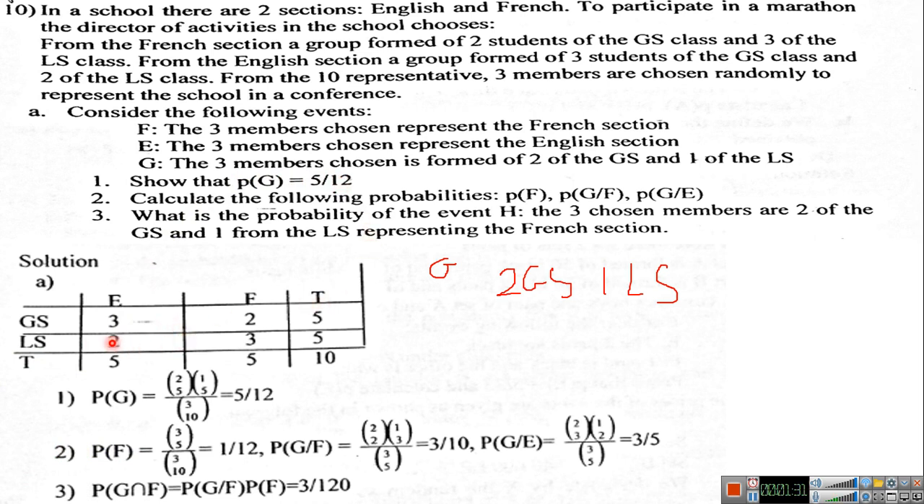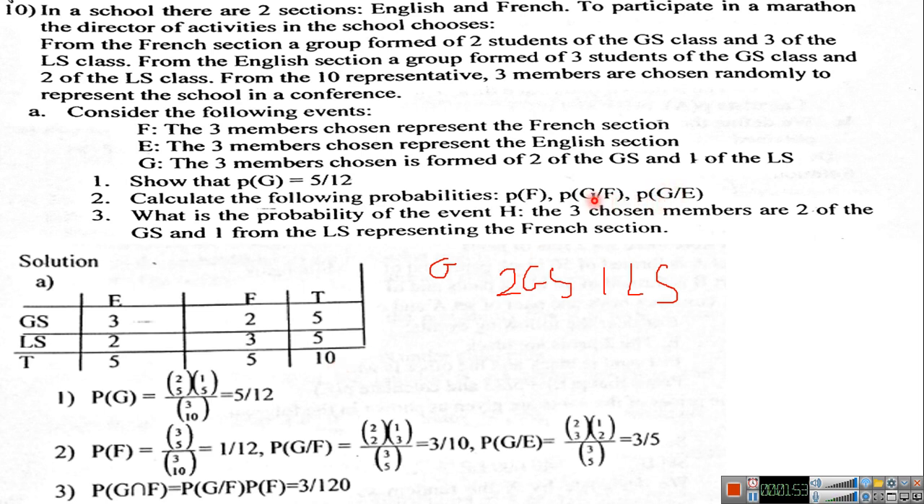So I want 2 GS. So how many GS here? I have 5. So 2 out of 5. 1 LS. How many LS? I have 5. 1 out of 5 over total, which is 3 out of 10. So this is 5 over 12. Calculate the probability of P of F, the three members chosen from the French section. So I have 3 out of 5, as you can see, French, over 3 out of 10.